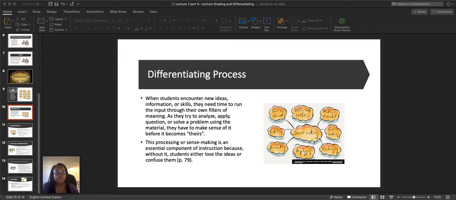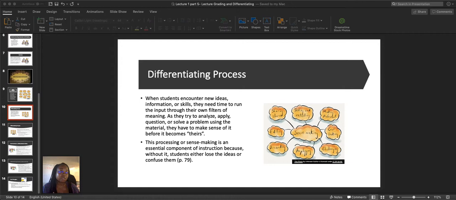And then by the Friday, when you assess them, it's fair, right? So it allowed them enough time to process the word, to integrate the word into their own filter in order to make meaning of it. So then you can assess them and it shows what they actually know. So as they try to analyze and apply a question or solve a problem using the material, they have to make sense of it before it becomes theirs. And when we assess students, we're assessing them on their knowledge, meaning that the way in which they've made meaning of the content that we've given them. And we can't do that in a way that's fair to students if we don't allow their process to happen.